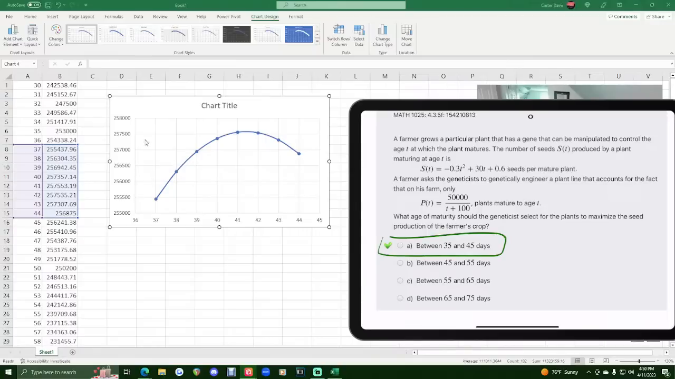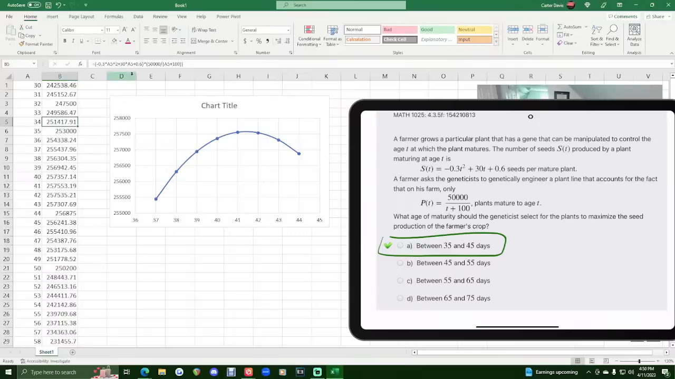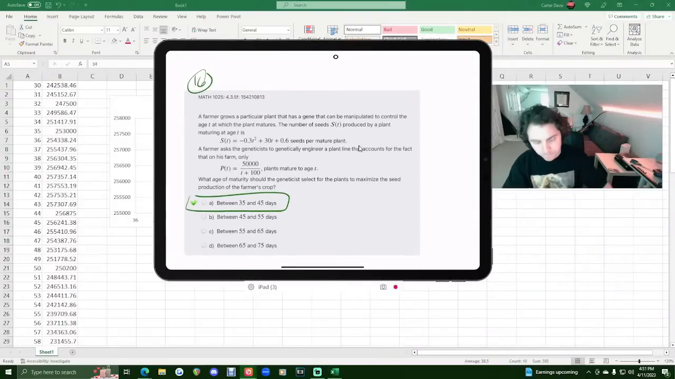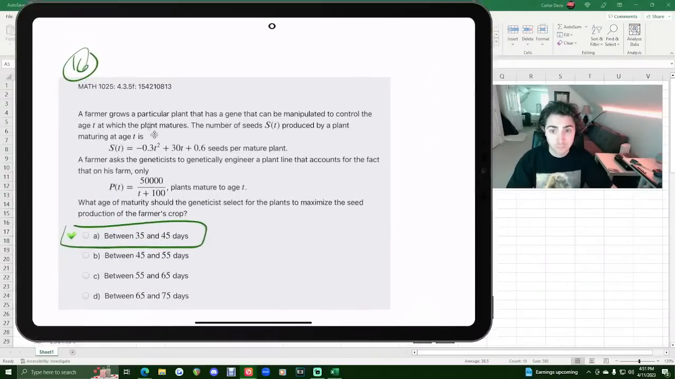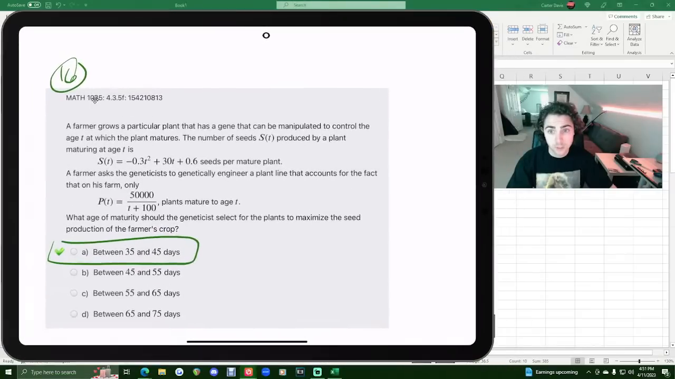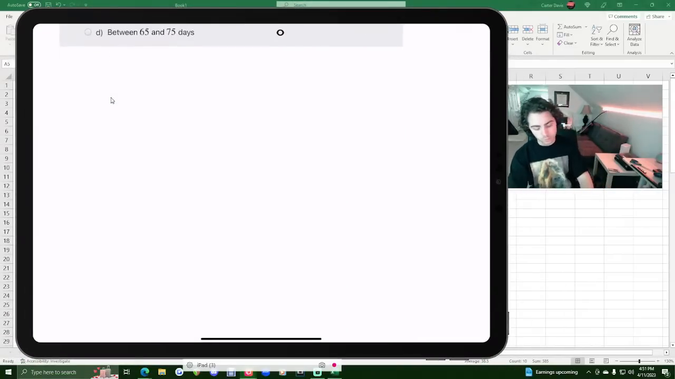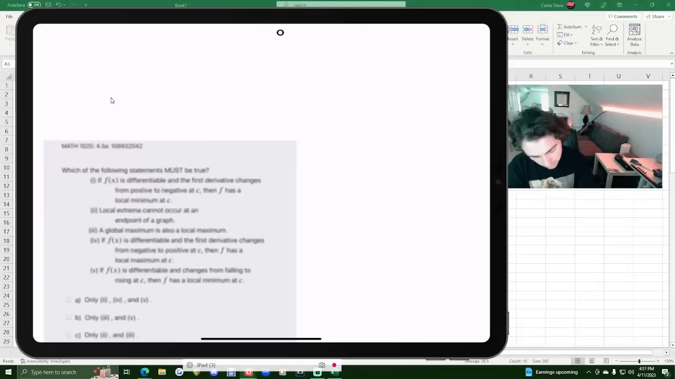So that's pretty much it. Input t values based on the answer choices. Input the function that is s times p, and then use a scatter plot to find the maximum value. And the answer will always be the t value where it occurs, so the x values, I guess. Okay. All right, that was number 16. Let's do a few statement ones, and we are going to call it a day.